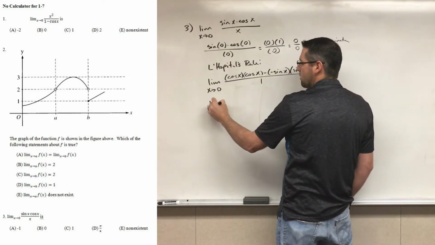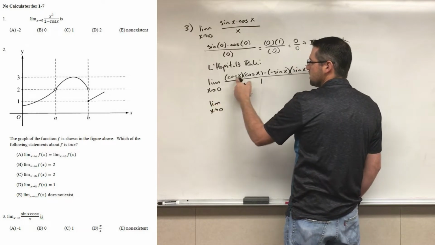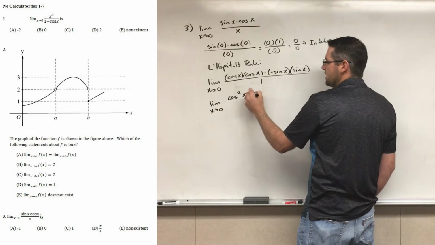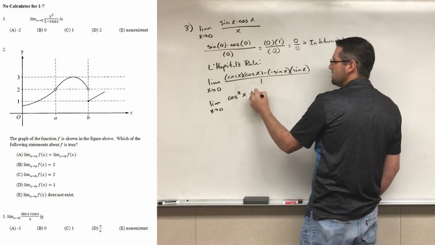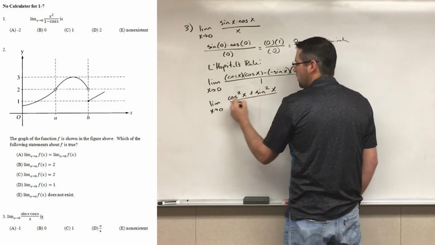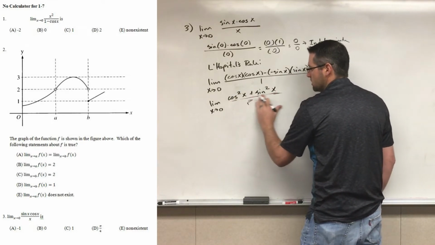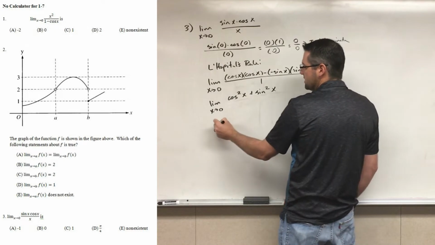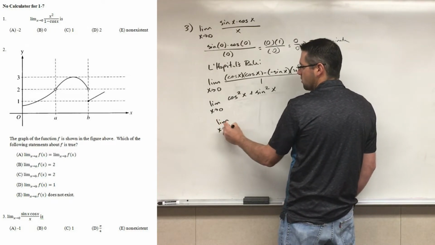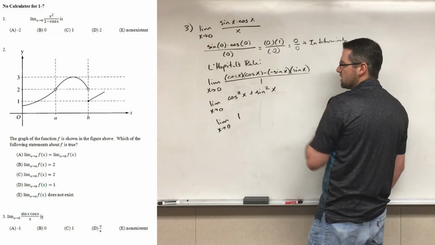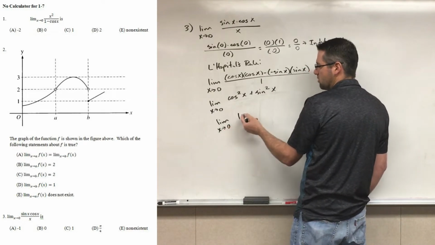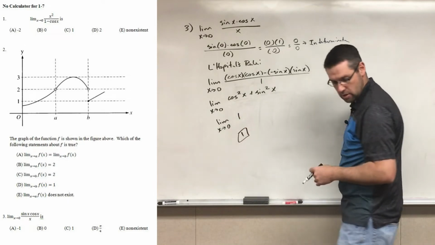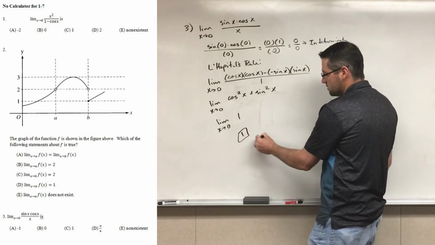But I want to point this out, that this is actually cosine x times cosine x is cosine squared x. And then the negative and the negative turn into a positive. And then we have sine squared x over 1, which is just, we'll just put cosine squared plus sine squared. And then you should be able to recognize this as a trig identity. So this is the limit as x approaches 0 of 1. Cosine squared plus sine squared is 1. And so the limit as x approaches 0 of 1 is just 1, because there's no x value to plug into. That's your answer. And so we end up with C as our answer there.